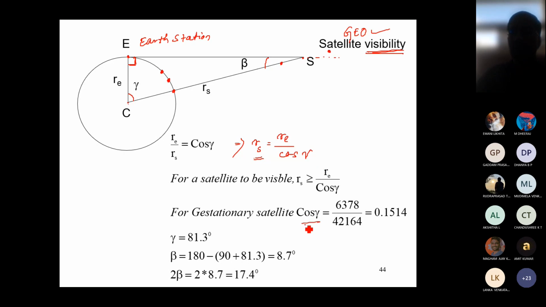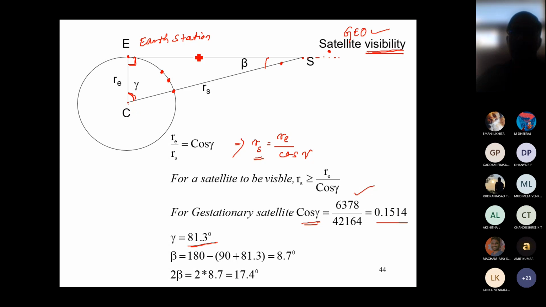So now what is cos gamma? That is nothing but RE divided by RS, and we know RE is equal to 6378 kilometer, that we call as the radius of the earth, and RS is the orbital height of the geostationary satellite, which is around 42,164 kilometer. So this ratio will give us the value of cos gamma. From this, we can calculate gamma as cos inverse of 0.1514, which is around 81.3 degree. So this angle, we got 81.3 degree.